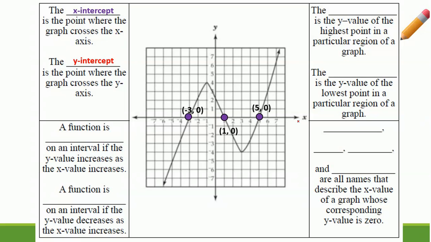So we need to look and see, where does my graph cross the y-axis? Well, it crosses right there at 0, 2. So that is my y-intercept because it crosses the y-axis.